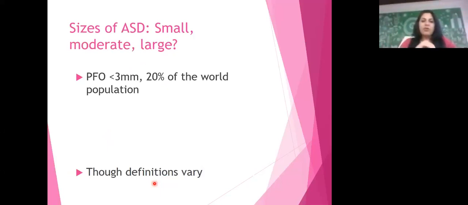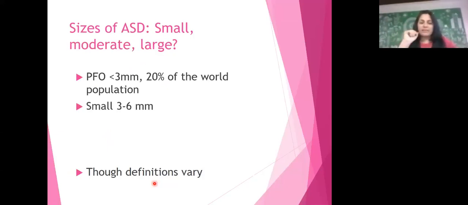The only time we close a PFO is if they ever have a paradoxical embolus, if there is some right to left shunting at the PFO level. So that is about PFOs. The thing with PFOs is when you have a PFO at birth, many of them can get smaller. But remember, 1 out of 5 are not going to close.